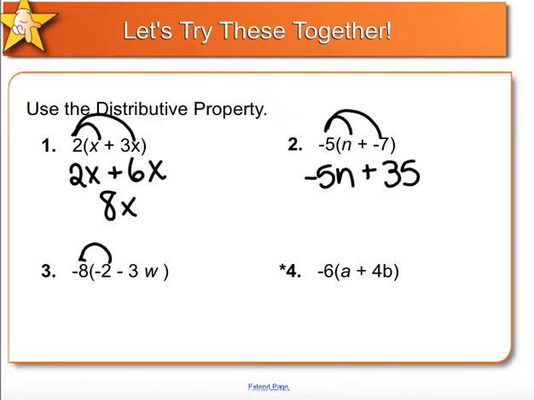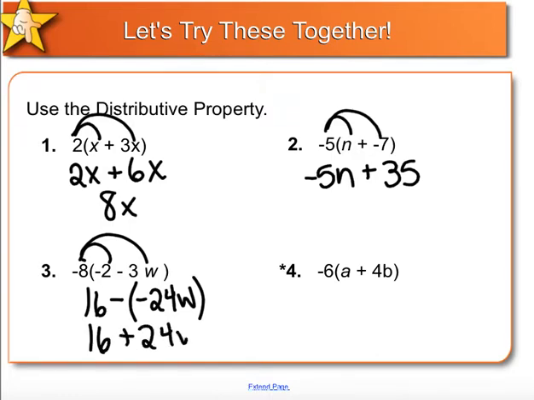Next one, we do negative 8 times negative 2, which is a positive 16. And we can think of this in a couple ways. We can subtract what we have here, negative 8 times 3w, which is negative 24w. And minusing a negative is the same as 16 plus 24w. Or we can think of it as doing this negative 8 times a negative 3w will give you a positive 24w. Either way. We can't combine them because they're not like terms, so we leave it as is.